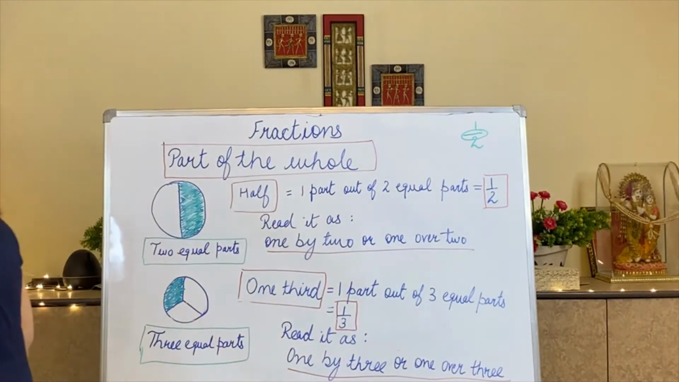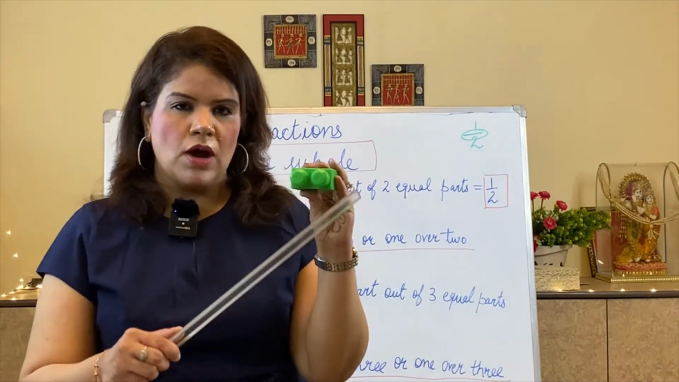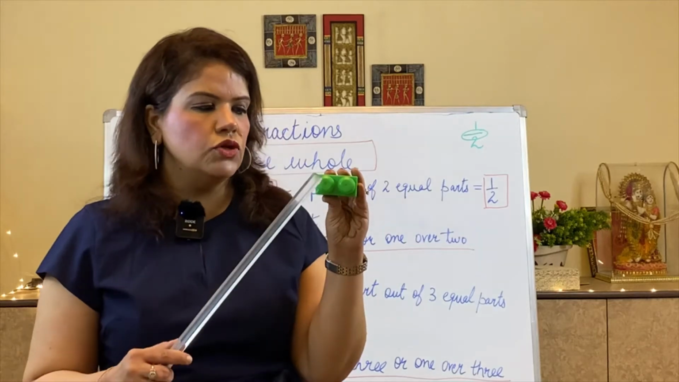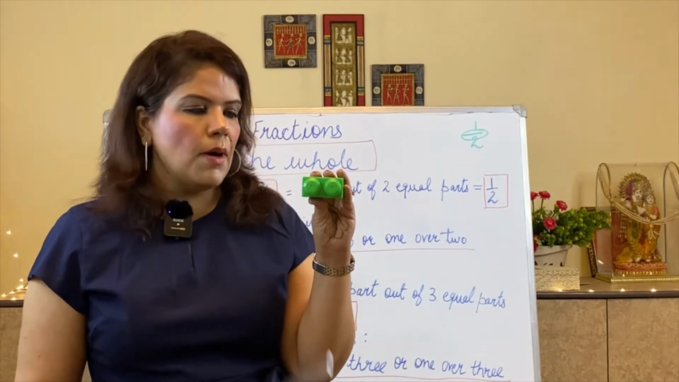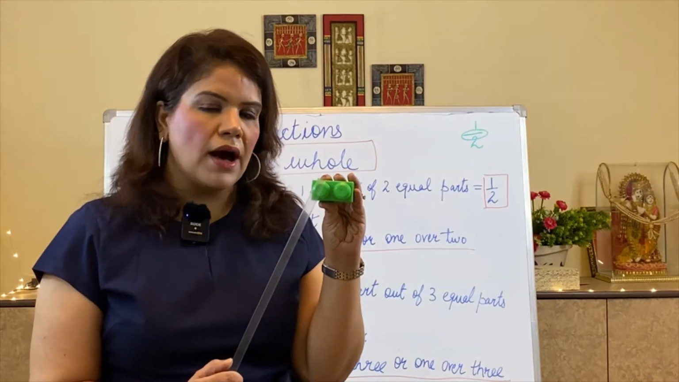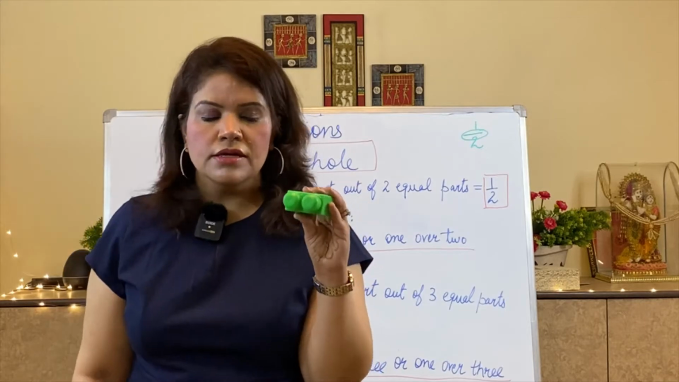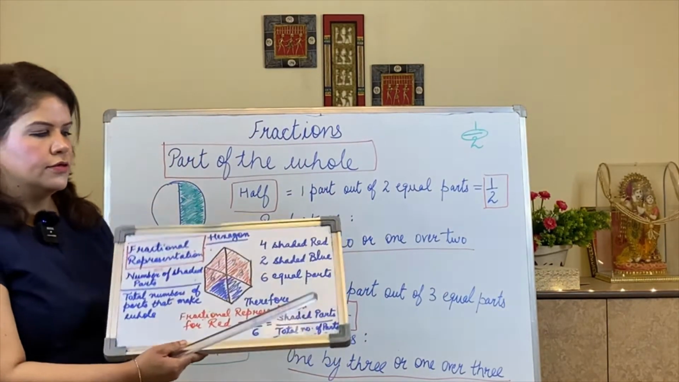The same way, if I am taking this green block, this one block has been divided into two equal circles. Now if I am talking about one circle only, then I will say 1 by 2. The same way, we have this hexagon.